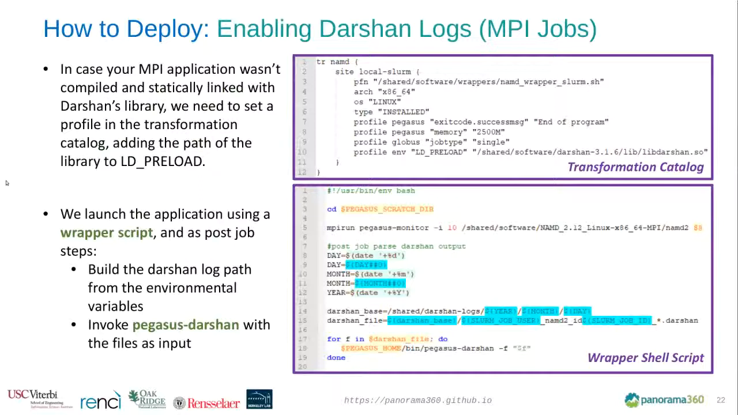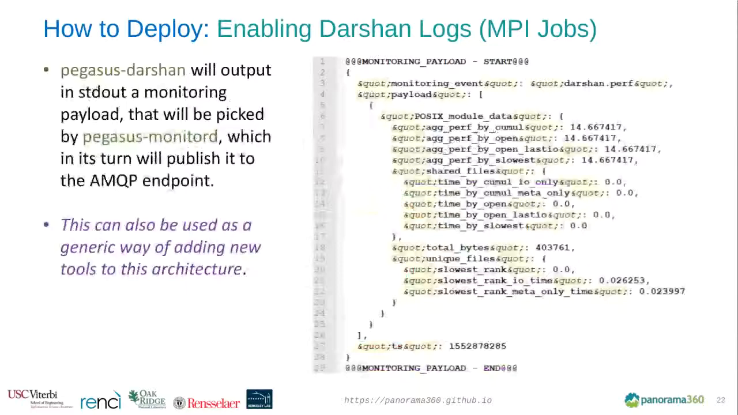Then, in order to get the actual statistics back, you have to use a wrapper script that, as a post step, will create the absolute path of the Darshan log, picked up from the environment variables, for example, from the batch scheduler, and it will invoke Pegasus Darshan for each file. That will output the actual JSON statistics to the stdout of your job. So Pegasus Darshan will output, in stdout, a monitoring payload that will be picked up by Pegasus Monitord later on. You can see an example of this payload on the right of this slide.